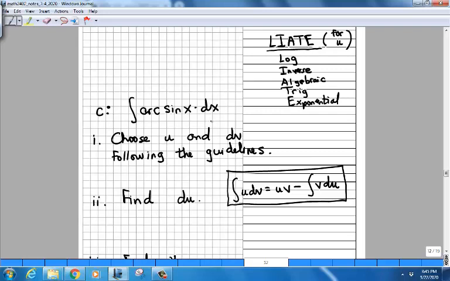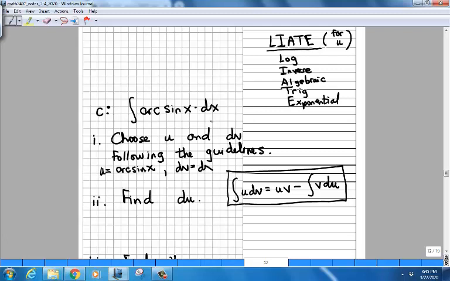So according to the LIATE method, you would let u be arc sine of x. Actually, almost your entire integrand is going to be u. u is going to be arc sine of x. And what that means is that once you've chosen u, then the dv can only be what's left in the integrand, and that would just be dx, right? So dv is going to be dx.